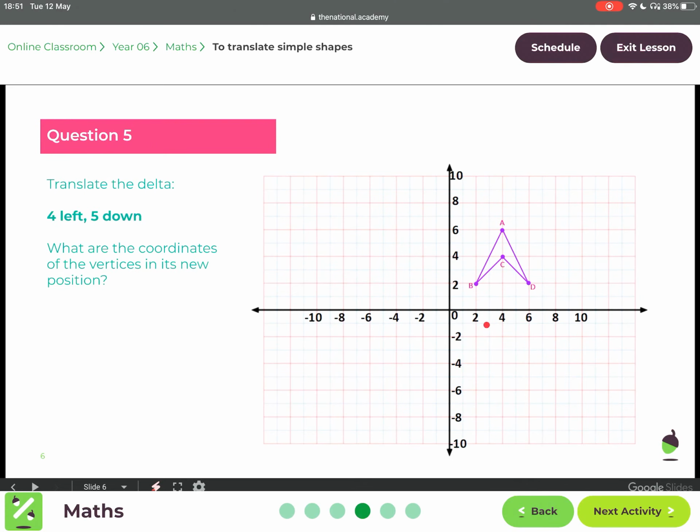Question 5. Translate the delta 4 left, 5 down. What are the coordinates of the vertices in its new position? So A would be at 0, 1. B would be at -2, -3. C would be at 0, -1. And D would be at 2, -3.